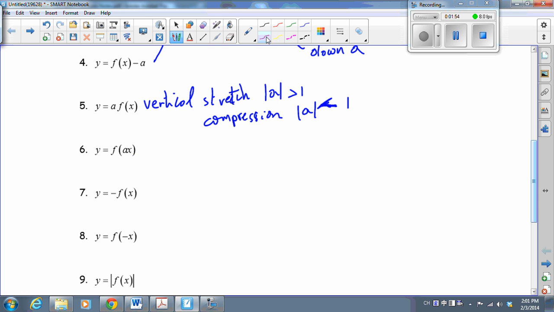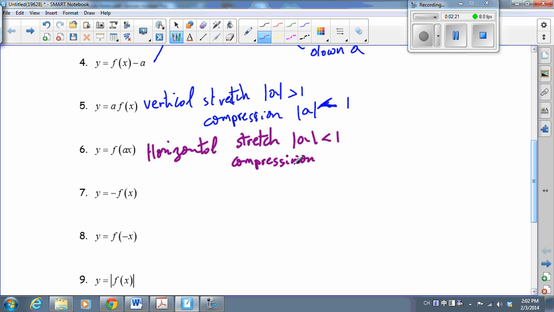When the a is inside the parenthesis, this one is instead your horizontal. It can be a stretch or a compression again. It will be a horizontal stretch if the absolute value of a is less than 1. Note that it's flipping, it's different than the vertical stretch. And it will be a compression if the absolute value of a is greater than 1. In other words, it flipped from vertical to horizontal, stretch and compression.